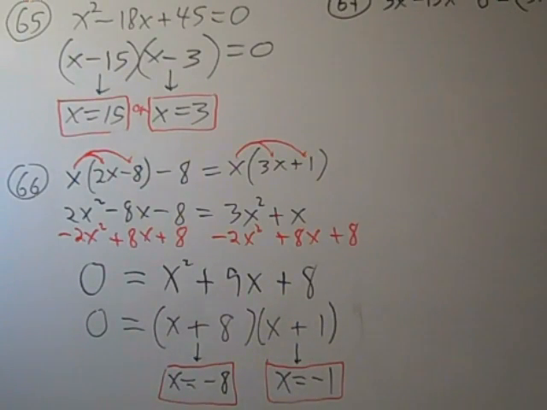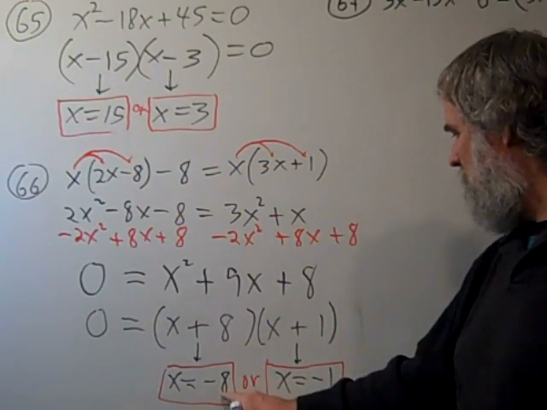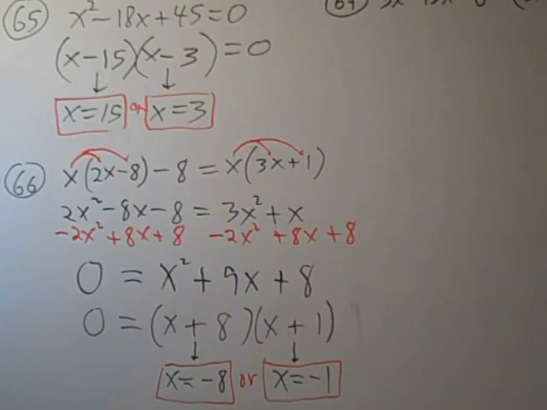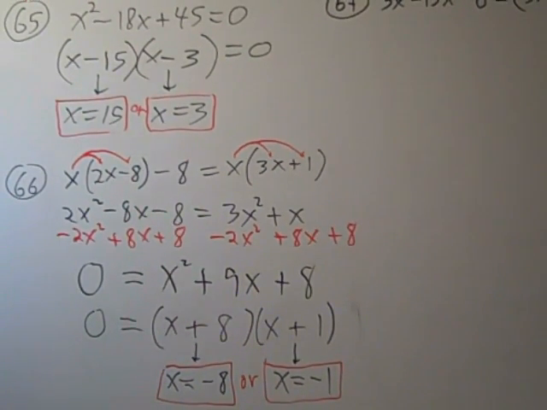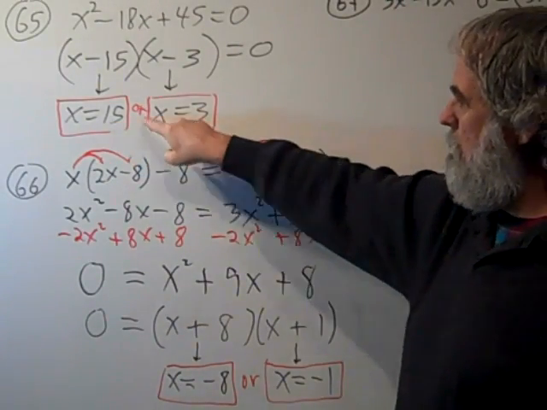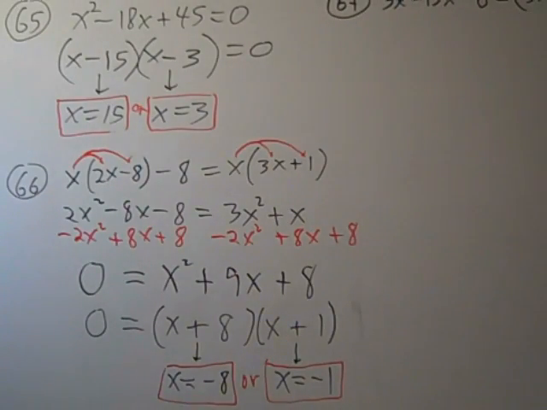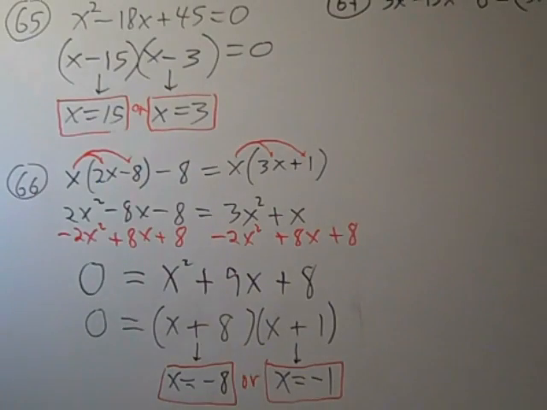By the way, on this product, we're supposed to find the product of these two solutions, which is negative 8 times negative 1 equals 8. As in number 65, the sum of those two solutions they asked for in the problem, 15 plus 3 adds up to 18. So 18 is the opposite of the b term also. Anyway, finally we come to problem 67 here.